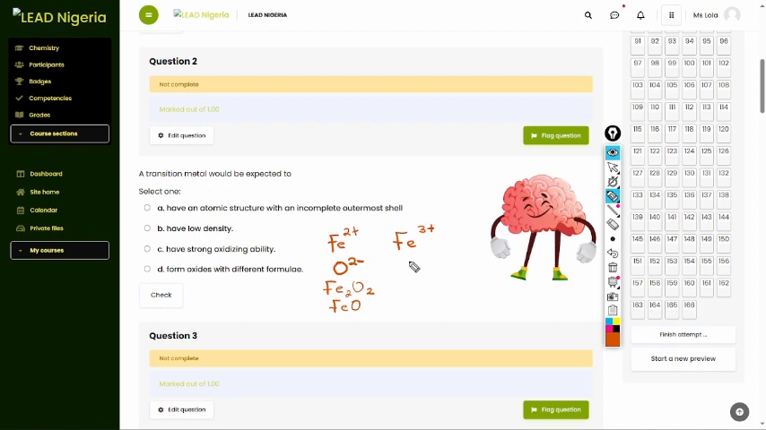But if iron 3 combines with oxygen, oxygen has 2-. So again, they exchange their valencies. So 2 here goes with iron and 3 goes with oxygen. So the formula becomes Fe2O3. So we can see that because iron has multiple oxidation states, it's able to form 2 types of oxide, this and this. And that's why the answer is D. So we'll go with D.